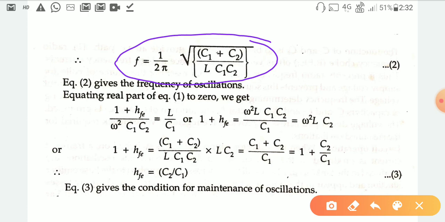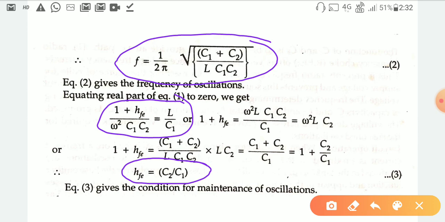And from the real part, you can calculate h_fe. When you are interested in designing a Colpitts type of oscillator transistor, the h_fe parameter should be equal to the ratio between C2 and C1. So when you design a Colpitts type of oscillator by using C2 and C1, the oscillation can be maintained.